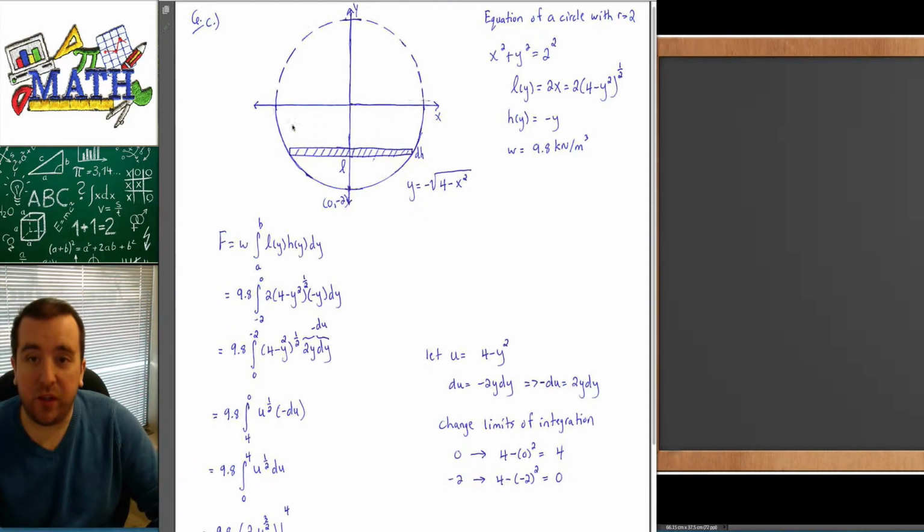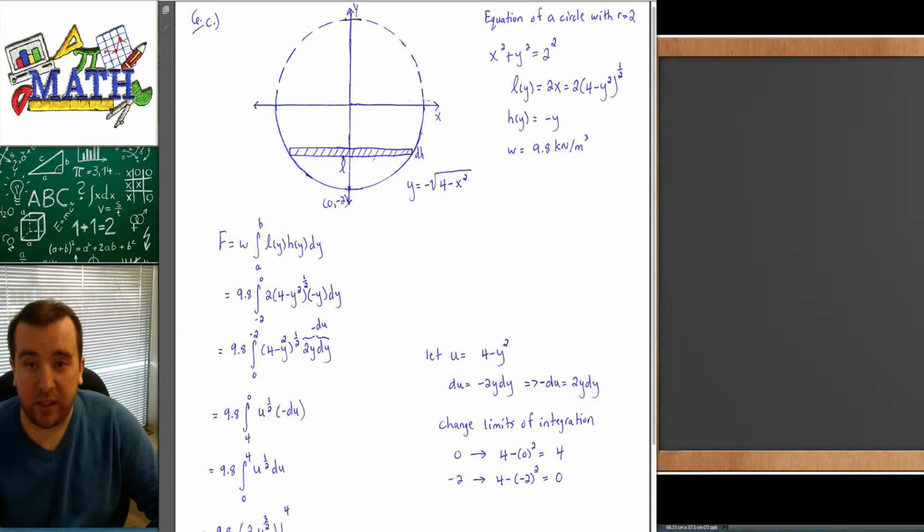So in order to do that, we need the equation of a circle, which is x squared plus y squared equals the radius squared, which in our case is 2, so that's 2 squared. So writing our integral as before, our fluid pressure integral, we're integrating from a to b. We need, again, a function. L needs to be a function of y.